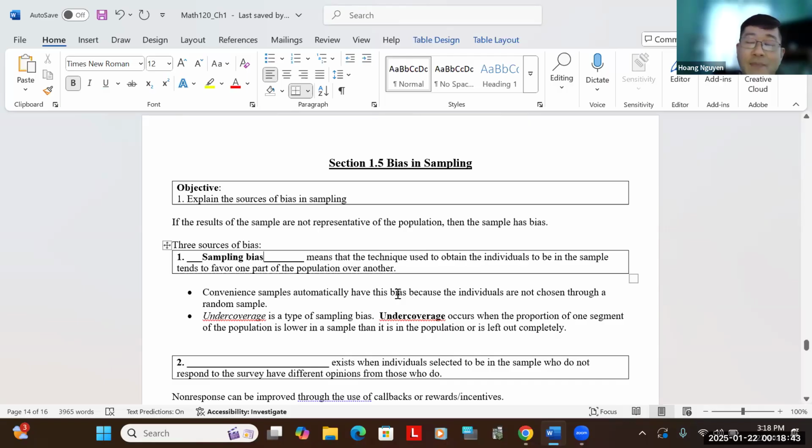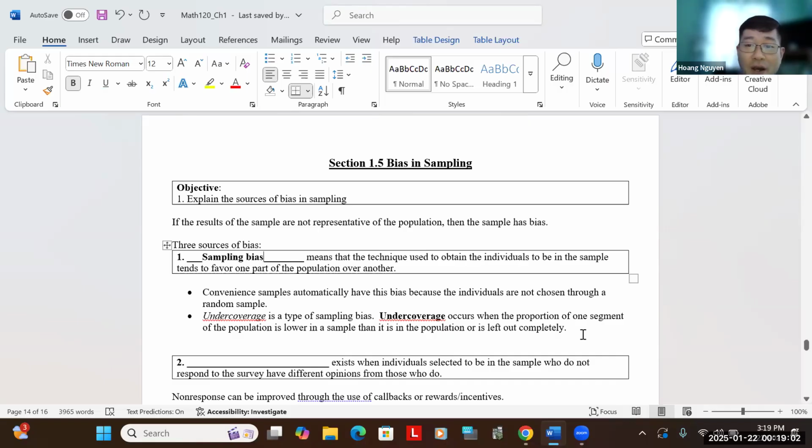Undercoverage is another type of sampling bias. Undercoverage means that the proportion of one segment of the population is lower in the sample than it is in the population, or is left out completely. So that's the first source of bias, which is sampling bias.